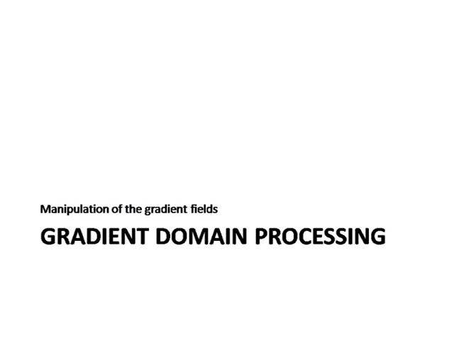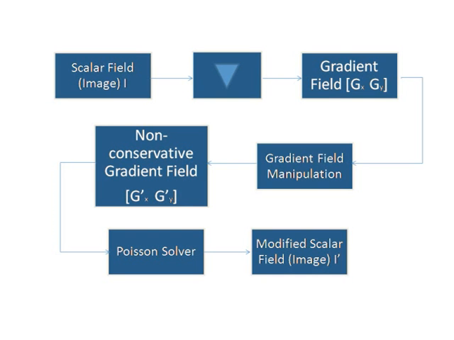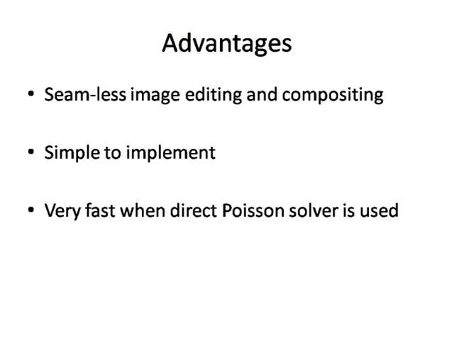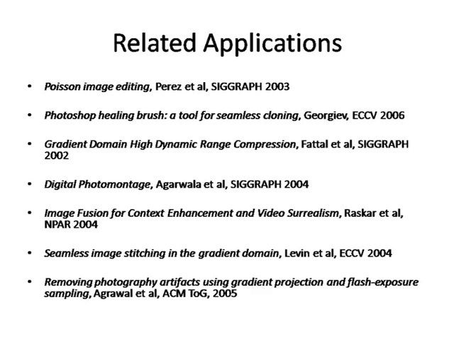We shall get some background behind gradient domain processing. We consider the image as a scalar field and use the gradient operator to get the gradient vector field, which is conservative. Once we do some manipulations on the gradient field, it becomes non-conservative. We must use a Poisson solver to reconstruct the scalar field from the modified gradient field. Advantages of this approach include seamless image editing and compositing, easy implementation, and fast computation when a direct Poisson solver is used. Here are some of the relevant applications solved in the gradient domain.